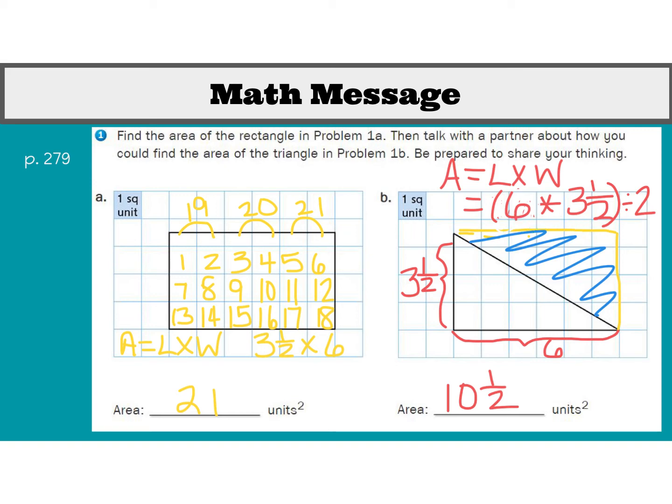And remember, because we added this triangle here on this other part to make it a rectangle, we're going to divide it in half, because really we're only trying to find the area of this part right here. So we're dividing that by 2. So 21 divided by 2 is going to be 10.5 units squared.